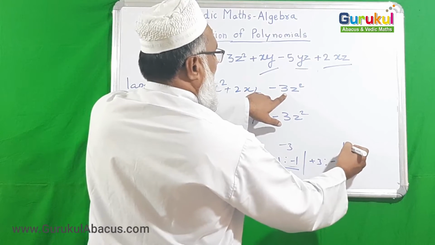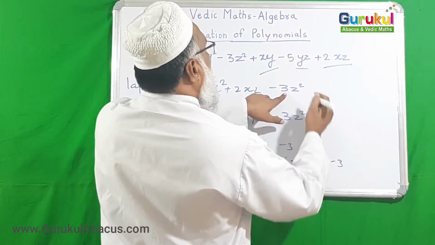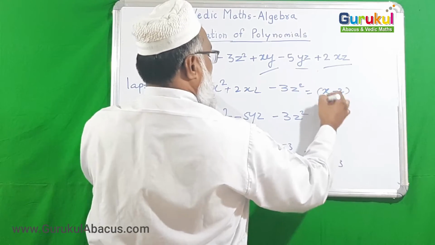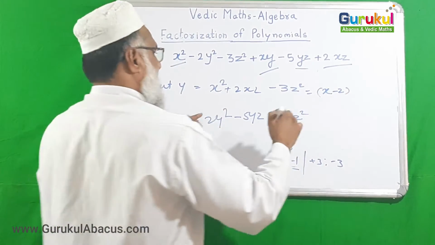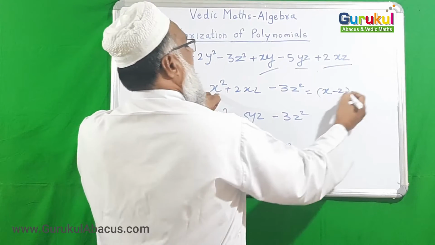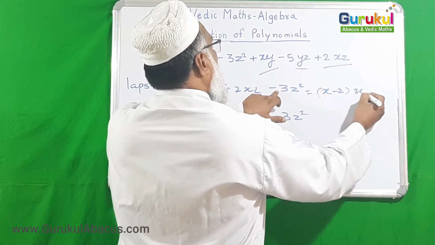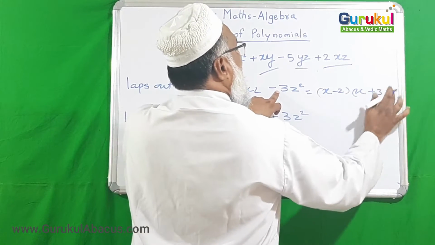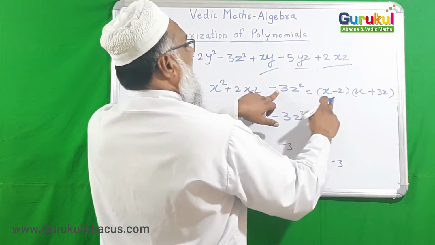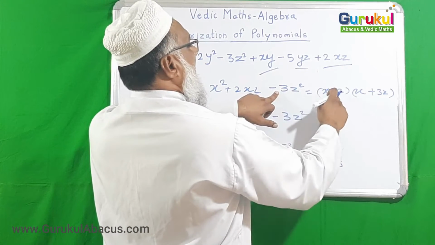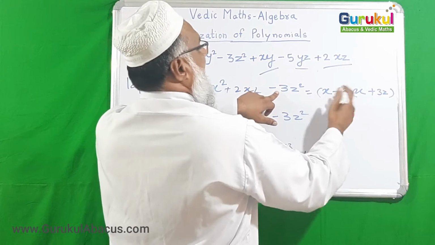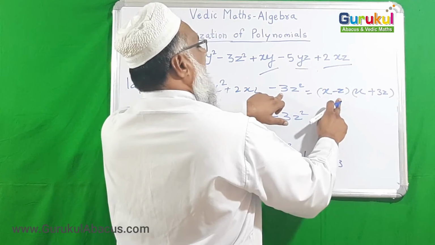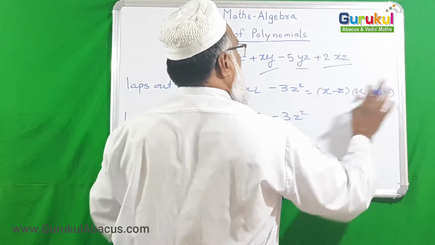So 1:-1. Let us find the first factor, x minus z, and the second factor we are going to find by dividing: x plus 3z. How did we get plus 3z? We divide minus 3z by z. It is z, not 2. So by dividing by z, we got plus 3z. So here we got the factors.